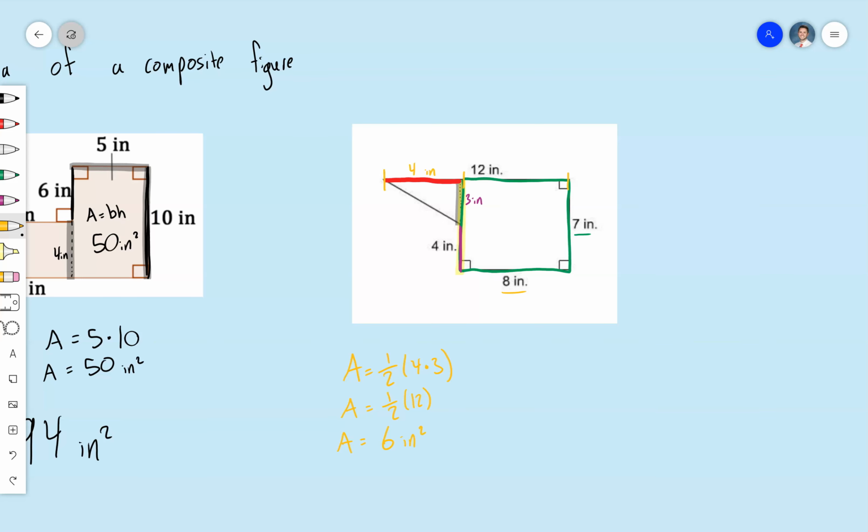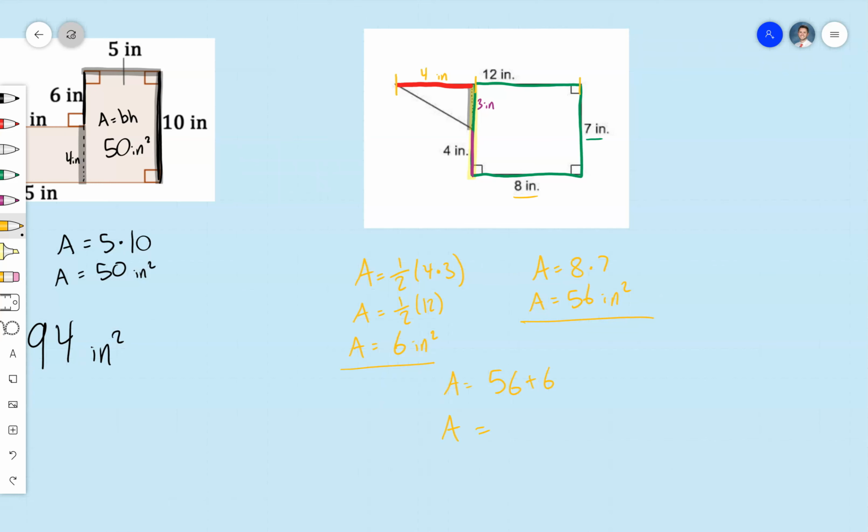For the rectangle, we can see that it is a base of 8 inches and a height of 7 inches. So 8 times 7 is 56 square inches. And once again, to find the total area, we just add these two areas. So the area of our composite figure would be 56 plus 6, which is 62 square inches.